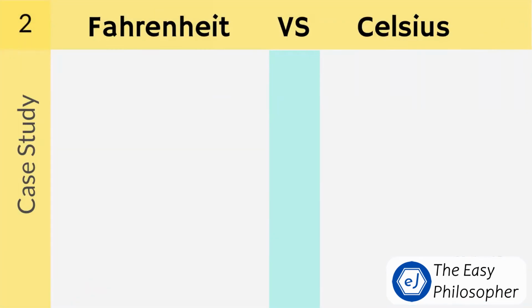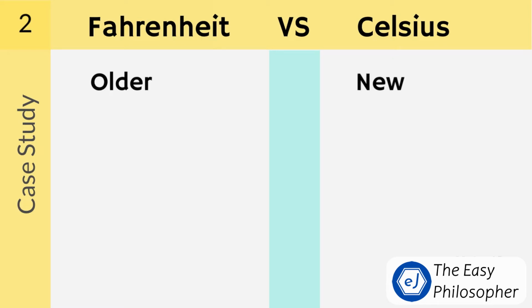Case Study 2: Fahrenheit versus Celsius. Daniel Gabriel Fahrenheit, a Polish-born Dutch physicist, invented the first reliable thermometer. He was the first person who made two thermometers that came up with the same reading. The Fahrenheit scale was adopted in 1724, and it became the global scale.